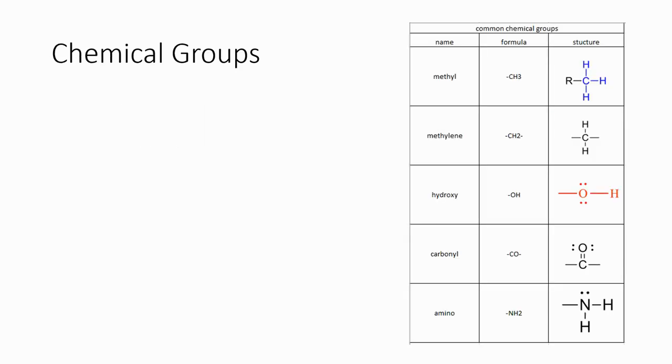Okay, the last thing we're going to talk about is these chemical groups. So you have this on your table. So we'll just go through. This is a methyl group. If we have a CH3, that's called methyl. If we have a CH2, that's usually in the middle of the carbon chain. We have something on both sides. That's called a methylene group. If we have OH at the end, that's called a hydroxy group. If we have a carbon double bonded to an oxygen in the middle of a chain, that's called a carbonyl. And then if we have nitrogen bonded to 2 hydrogens with a lone pair, that's an amino group.